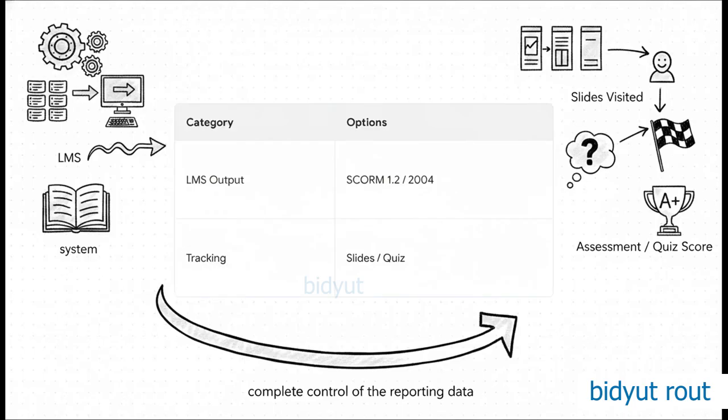Finally, let's take a quick look at the reporting and tracking settings, because I know they can look a bit technical. Under LMS output, the system defaults to SCORM 1.2. That is the gold standard for most systems, but you can quickly swap it over to SCORM 2004 or whatever specific format your learning management system needs. And for tracking, you essentially have 2 simple paths to choose from. You can either track a learner's progress based purely on how many slides they've clicked through, or if you built a quiz, you can track them entirely based on their final score. It puts you completely in the driver's seat of your own data.